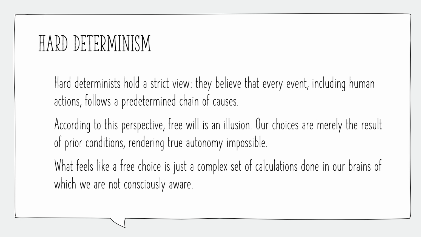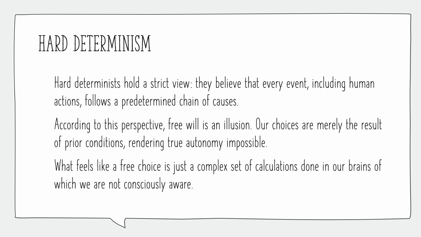It's not a thing. So every time we make what we think is a choice, and we could put choices in inverted commas here, it's just the result of prior conditions. So everything we do, everything we think, is just the result of everything that's happened to us previously, and we don't have any control over that.